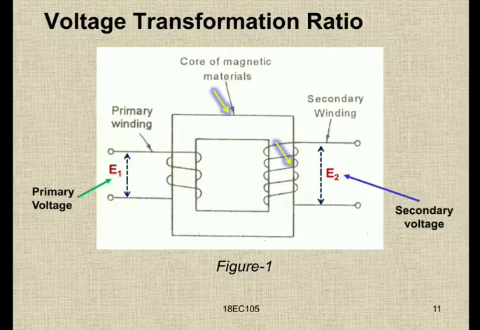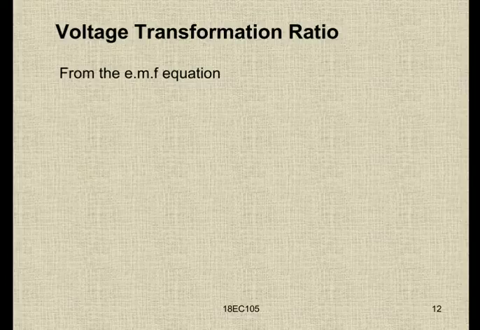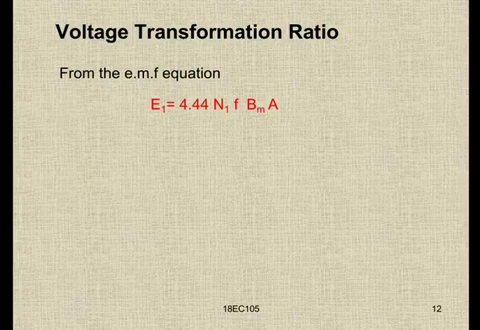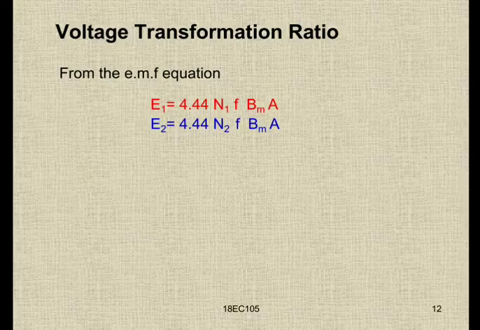So that is the second voltage we get. N1 is the number of turns in the primary, and N2 is the number of turns in the secondary winding. We have the voltage transformation ratio from the EMF equation as E1 equal to 4.44 into N1 into F into Bm A, where A is the area of cross section.